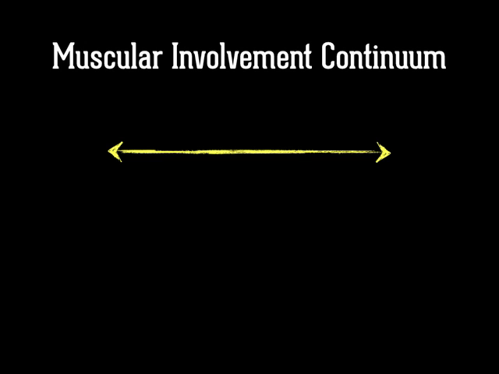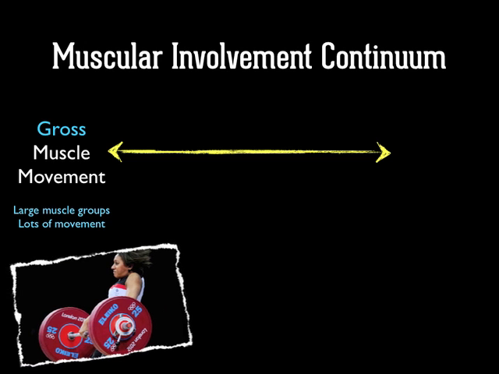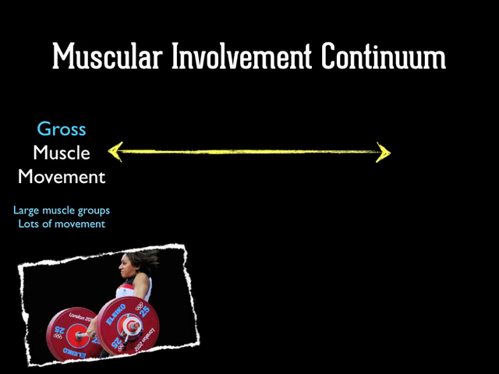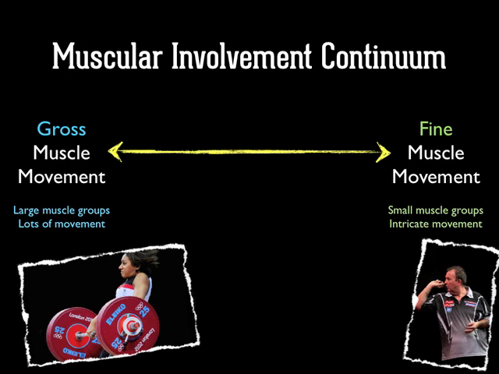So in this muscular involvement continuum you have 2 categories. You have what's called a gross muscle movement. So these are skills which use large muscle groups and they require lots of movement. So any sort of skill that has that sort of specification, if you like, will be categorized as a gross muscle movement. A good example of a gross muscle movement is weightlifting. At the other end of the spectrum you have a fine muscle movement, so it's just opposites in this spectrum. So as you can probably guess, this involves small muscle groups and very intricate or fine detail movement. And a good example of this is darts.